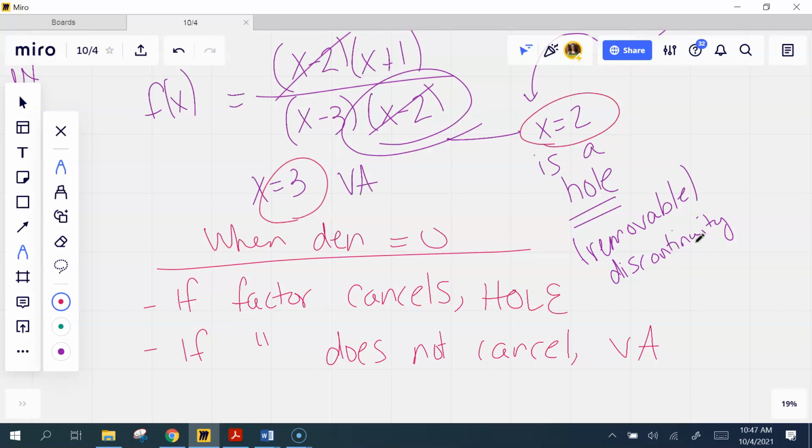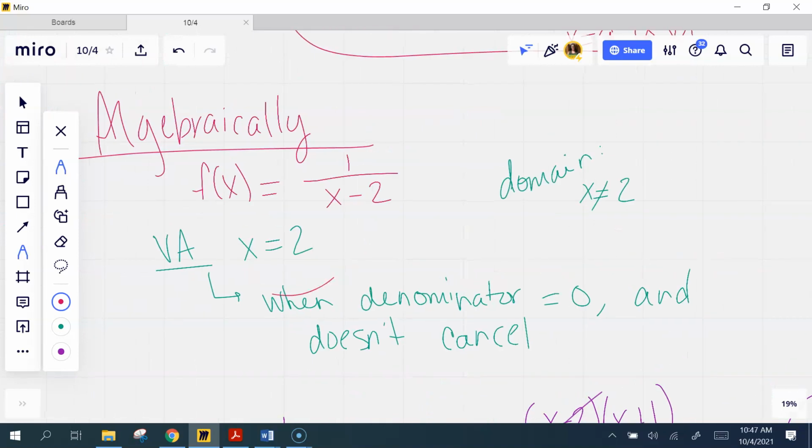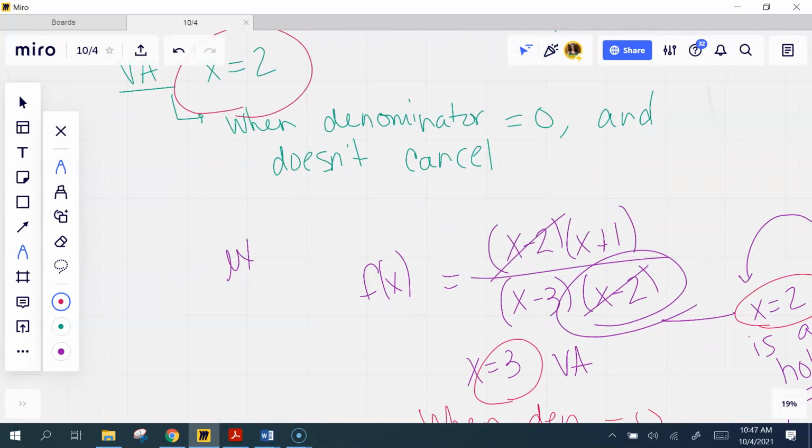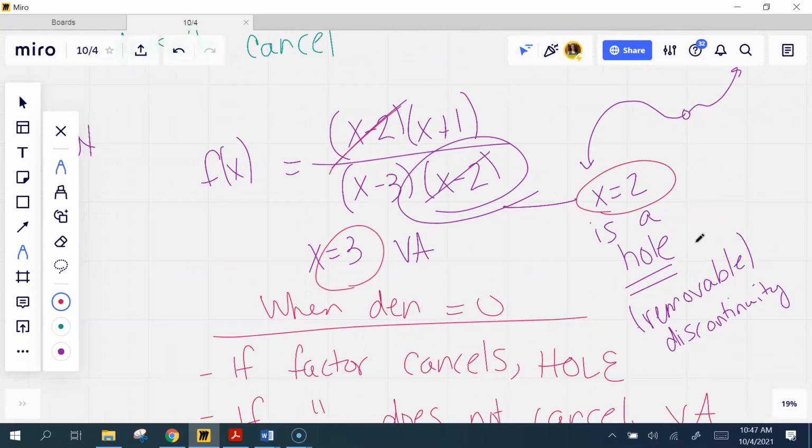Y'all do this if it does, and this if it doesn't. Give me something instead of, okay. Brett. Yes. So the very first example, x equals 2, was a vertical asymptote. I mean, like in this purple one, see how the x minus 2 canceled in the purple? That means there was a hole at x equals 2, but there's a vertical asymptote at x equals 3. Okay?